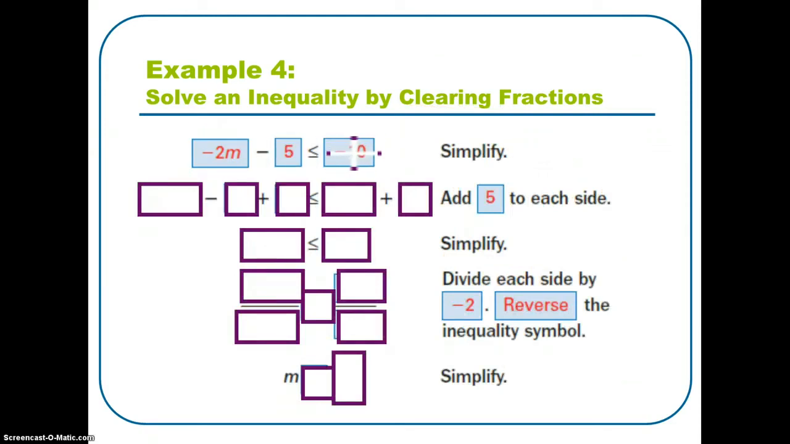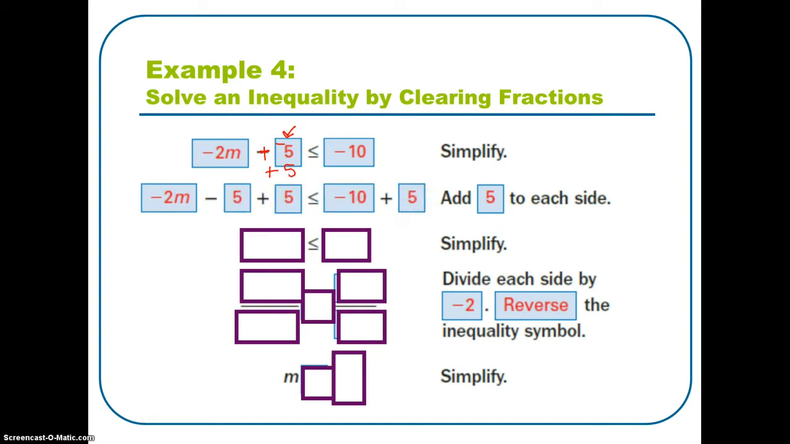Here's your two-step problem. The constant is the 5, but be careful, there's a subtraction here. So we want to add the opposite to clear it. If you want to change it right away to adding a negative, then you should be able to see that the opposite is adding 5 to both sides. The 5's clear on the left. Negative 2m is less than or equal to negative 5.